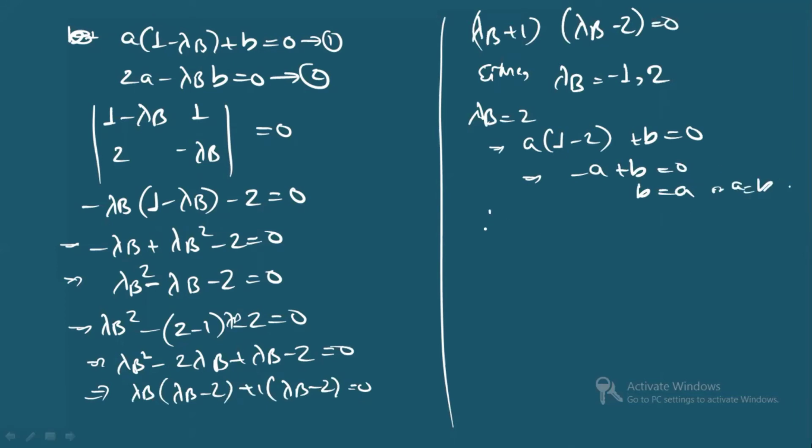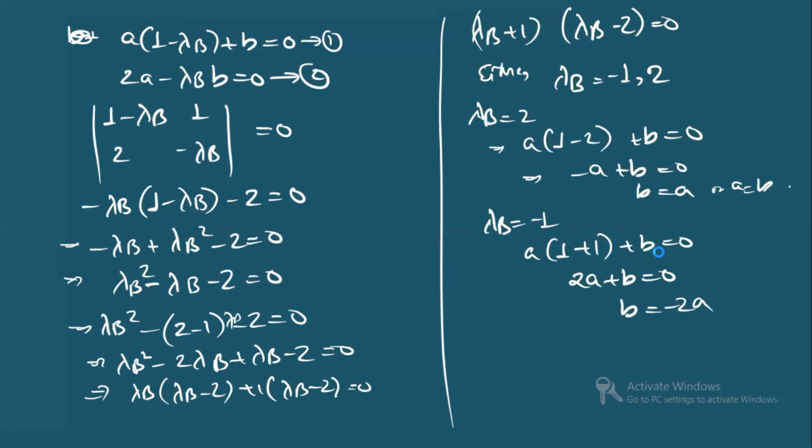And when λb equals minus 1, then what you will get? You will get a(1 minus (minus 1)) plus b equals 0. So you will get 2a plus b equals 0. That means b equals minus 2a.